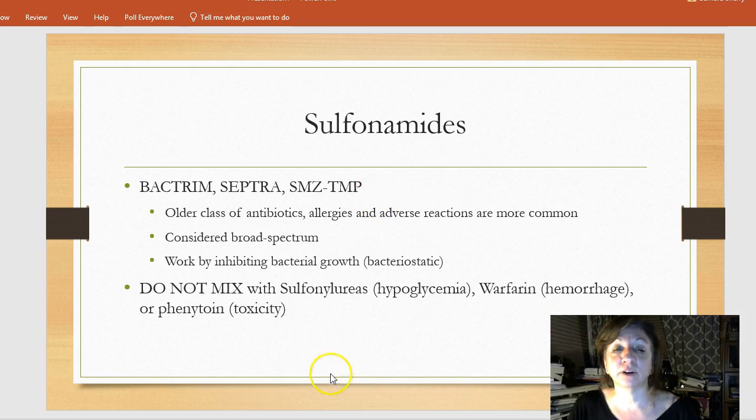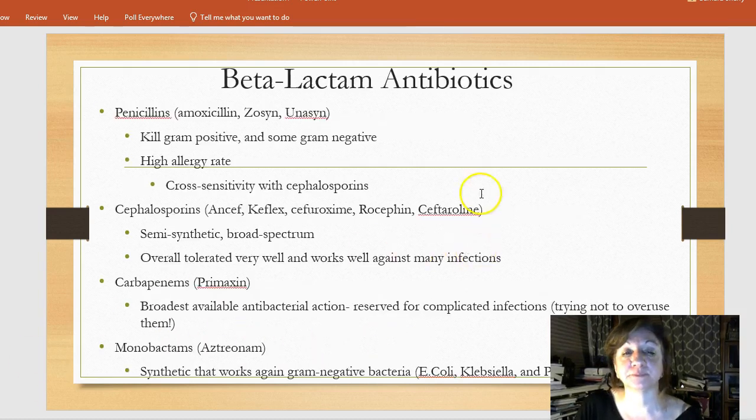Trimethoprim. These are excellent drugs for UTI. They are an older class of drug, but they work really well if a patient does not have a sulfur allergy. So if they have a sulfur allergy, they can't take these. They do inhibit bacteria growth. They're considered broad spectrum. And you're not supposed to mix them with sulfonylureas, warfarin, or phenytoin because of toxicity of those drugs. You have to be careful.